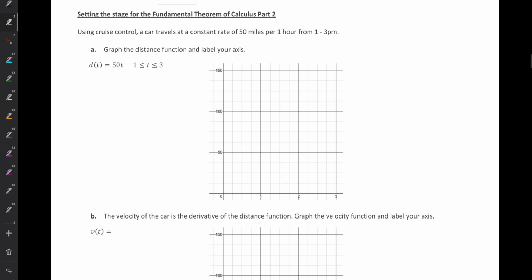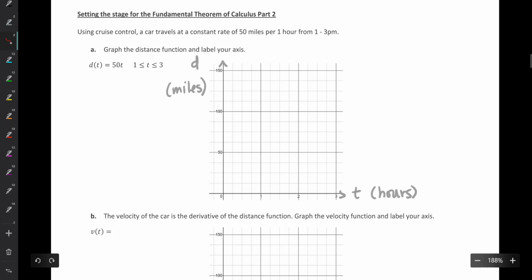Okay? So let's have some intuition here. A very basic example. Suppose I'm on cruise control and I'm driving at a constant rate of 50 miles per hour from 1 to 3 p.m. I want to graph the distance function. So let's label these axes. Here's your time in hours. Here's my distance, and it's in miles.